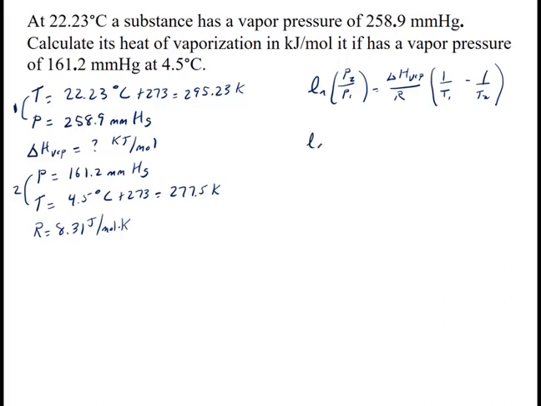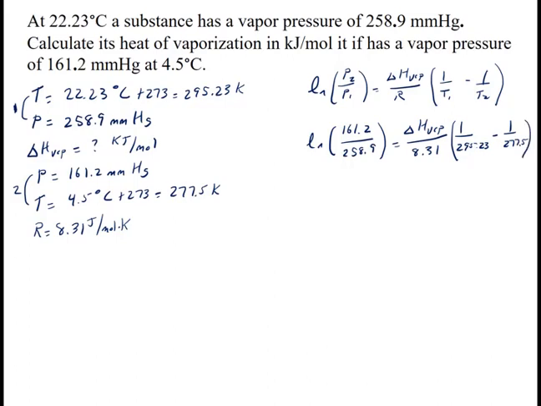Alright, so natural log. I've identified 2 as being 161.2 and 1 as being 258.9. My delta H is what I don't know. R is 8.31. My first temperature is the 295.23. My second temperature is the 277.5, running out of room there.